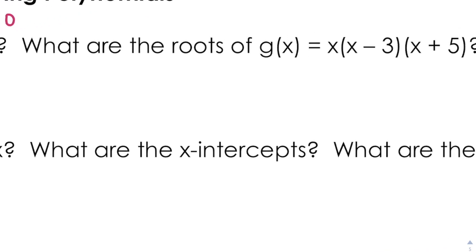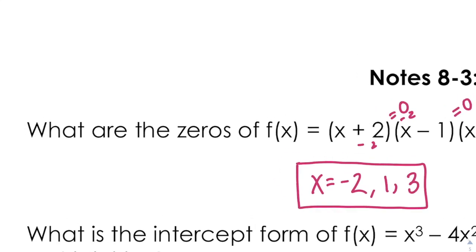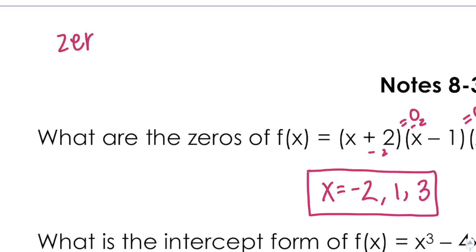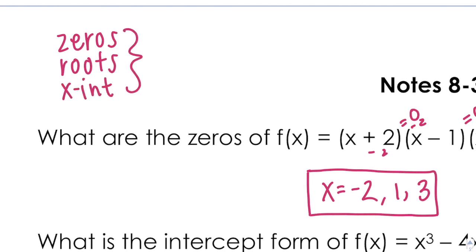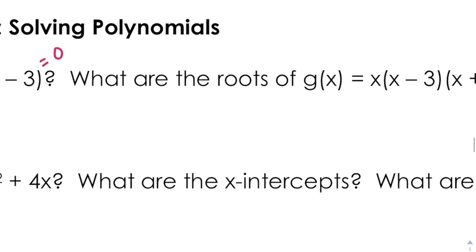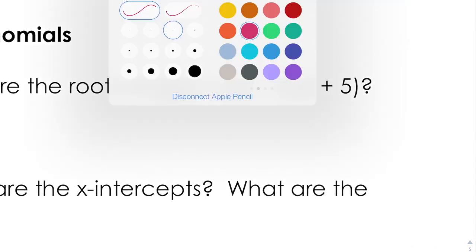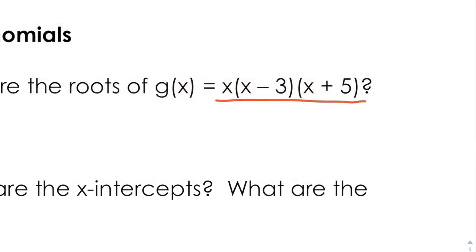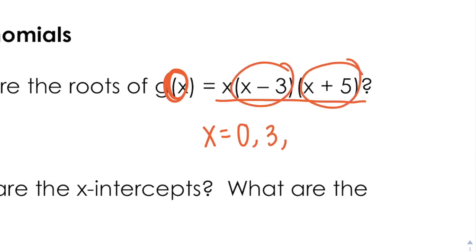Over here, what if I said roots? Well, remember, zeros mean the same thing as roots. So zeros, roots, x-intercepts, all those words mean the same thing, which sometimes is just represented as solve. So for this one, when it asks you what are the roots of g of x, well, it's already factored, so you just need to look at each piece. So roots, zeros, just pretend that equals 0. So x could be 0, add 3, x could be 3. Over here, subtract 5, x could be -5, and that's it.